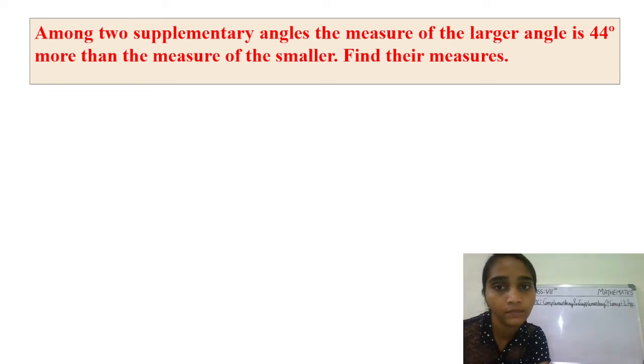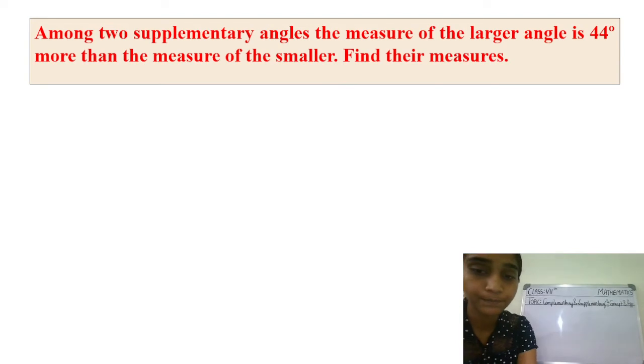Let's start. The given situation is that among two supplementary angles, the measure of the larger angle is 44 degrees more than the measure of the smaller. This is the information given to us. What we have to do is find their measures. So what do you think, students? How can we proceed with solving this question?